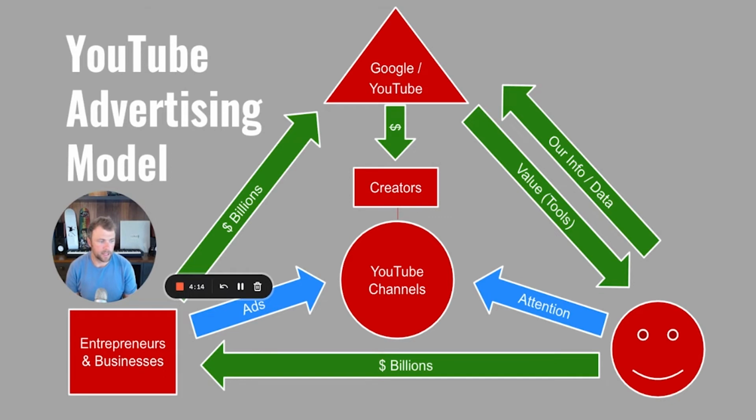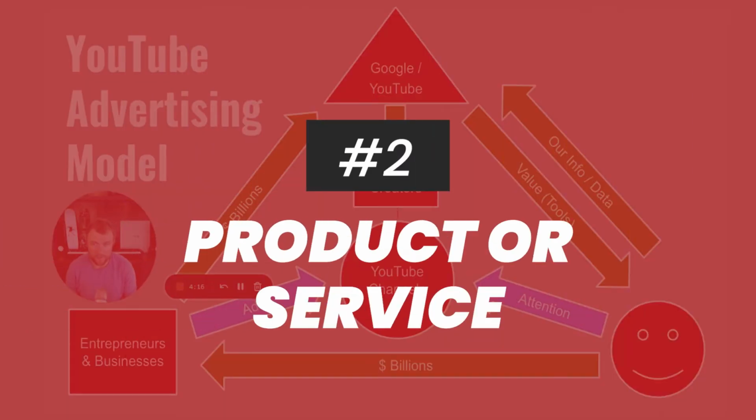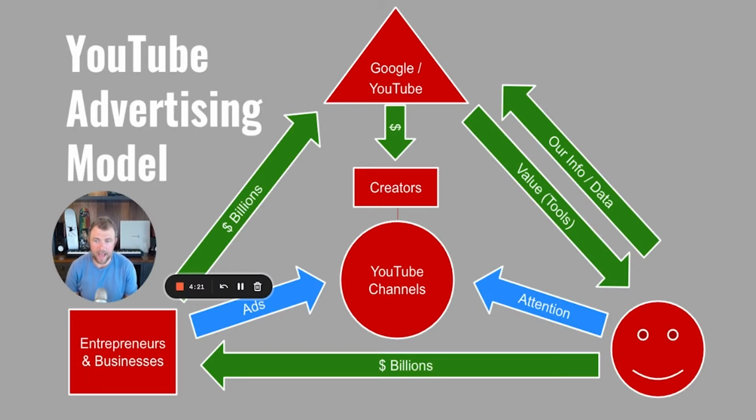Another way to make money is you yourself have a product or a service that you want to sell, right? And that kind of cuts out the middleman. You could advertise on your own channel. You see a lot of YouTubers do this with like their own merch, right?